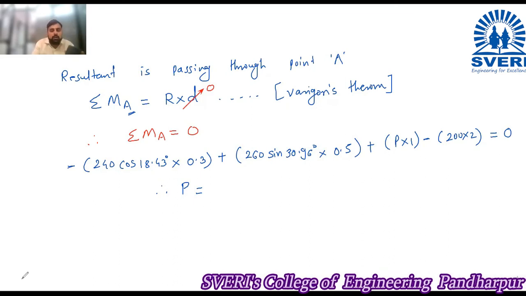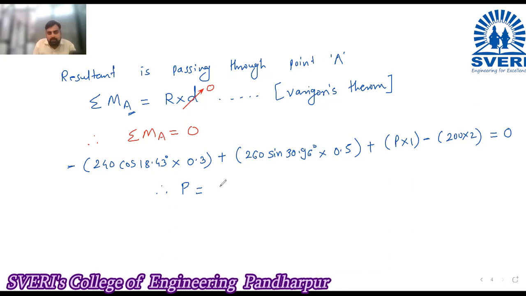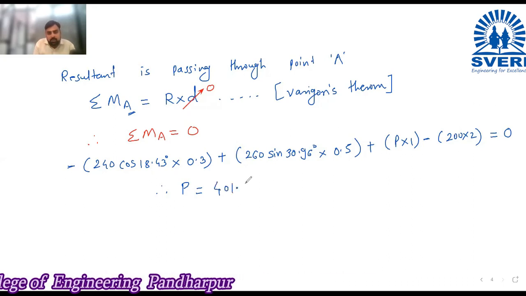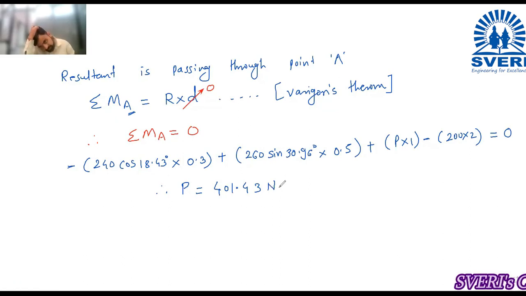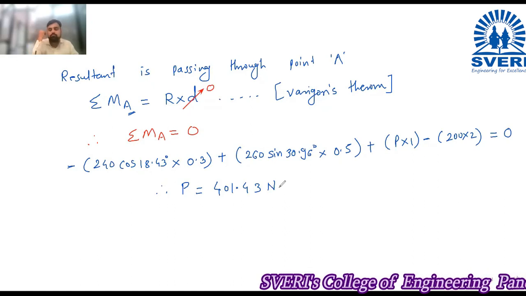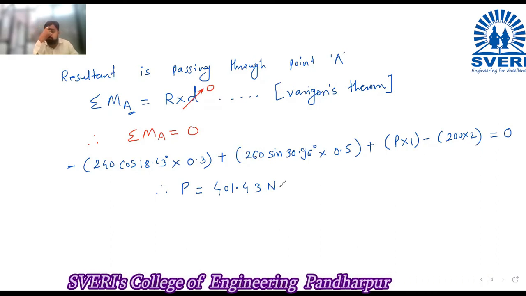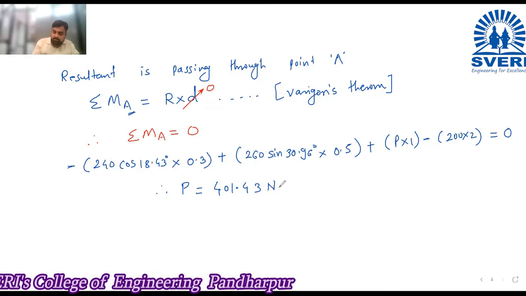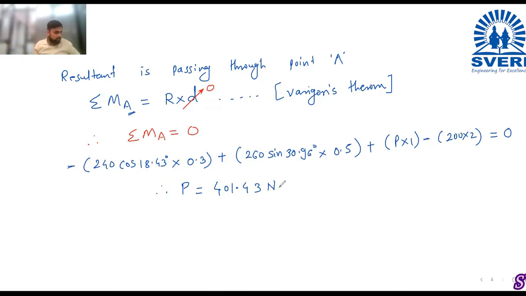So I have calculated on the calculator. So its value is 401.43. Is it right? I have got this answer, 401.43 Newton. This is the value of P. Is it right? Whatever answer I have got. Just you have to put the bracket. Okay, correct. So now we will move forward.